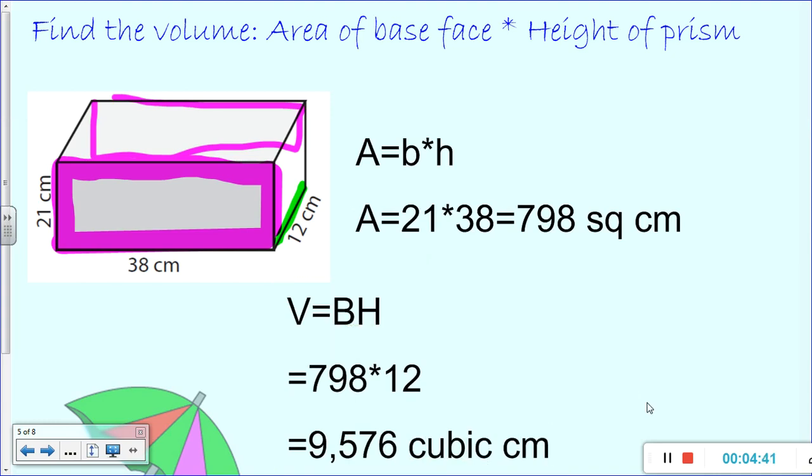All right, so you've got a couple of questions practicing just rectangular type prisms for finding the volume. Go ahead and try those.